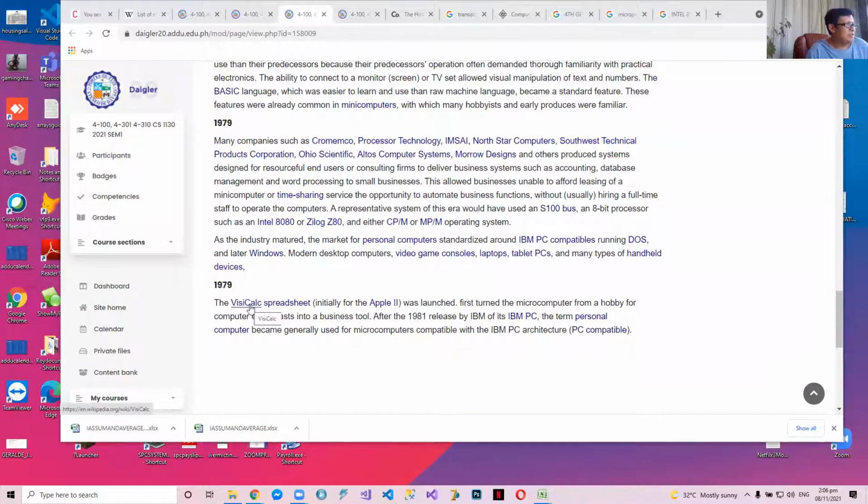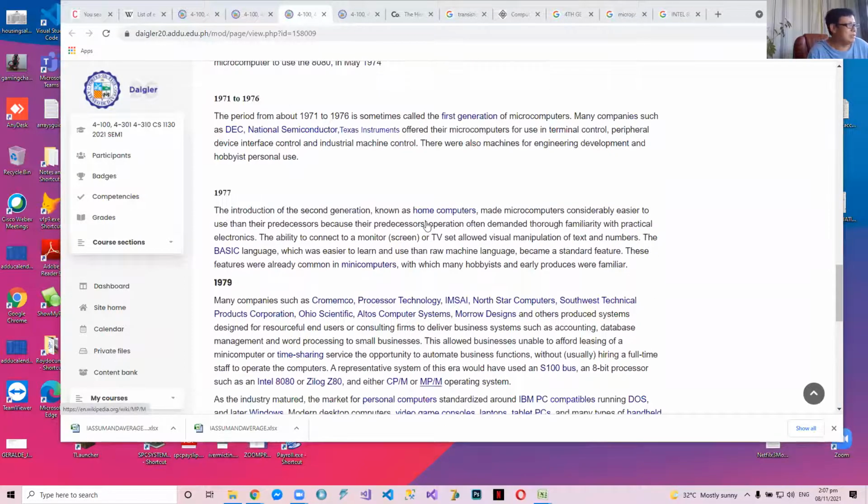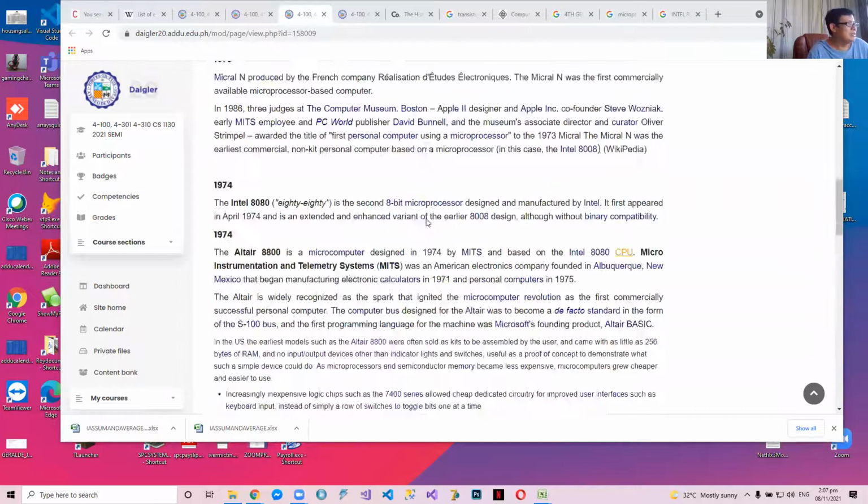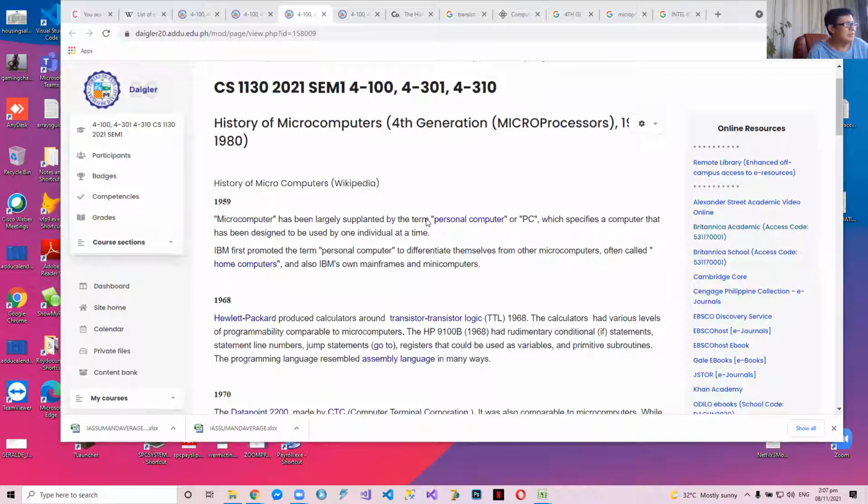So the first spreadsheet is called VisiCalc, which runs on the Apple II, because Apple I was released in 1976. No. By 1981, IBM released their IBM PC, where the term personal computer was generally used to replace microcomputers. No, so later you do not call them microcomputers, but you call them personal computers. So the IBM PC was born. Okay, do you follow? This is during the 4th generation, no, microprocessors.